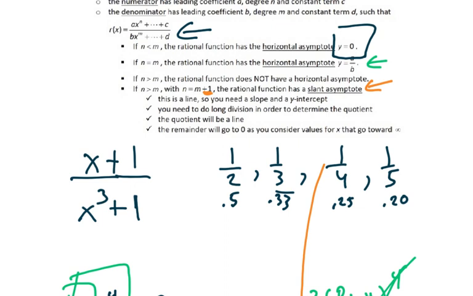Okay, what does it say? This is a line, so you need a slope and a y-intercept. You need to do long division in order to determine the quotient. The quotient will be a line. The remainder will be 0 as you consider values of x that go towards infinity. Don't stress too much about that. When we do an example, you'll understand why.